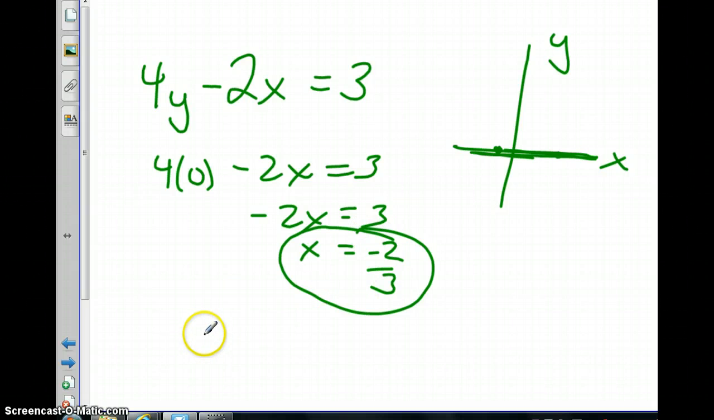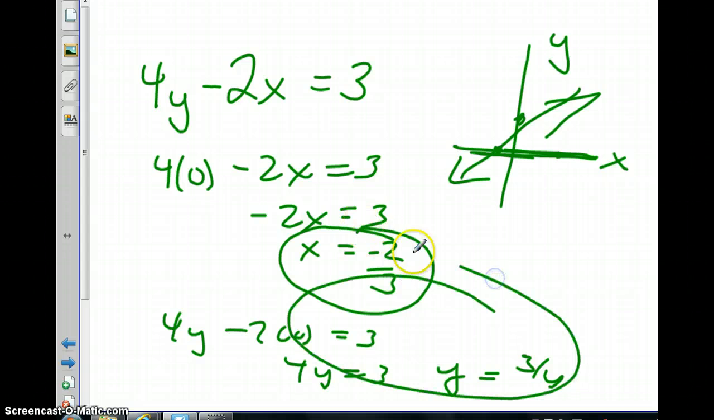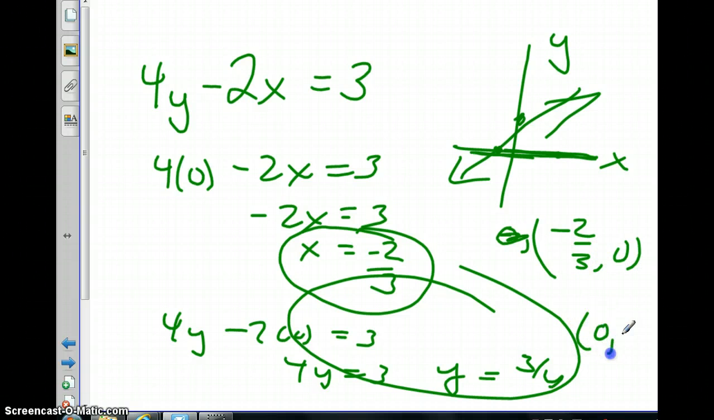So there's my x-intercept. If I want to find my y-intercept, I set x equal to 0. So I'll go like this, and then I get 4y is equal to 3, y is equal to 3/4. So that'd be something over here. And then you could sketch it like that. So these are my intercepts. This is also the point (-2/3, 0). Okay, I've moved to the left negative 2/3, and I have gone up nothing. And this is the point (0, 3/4). And again, decimals are fine.